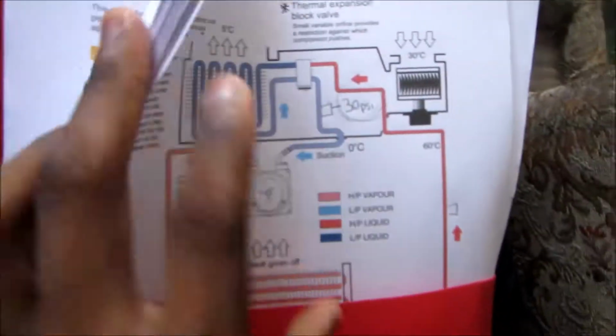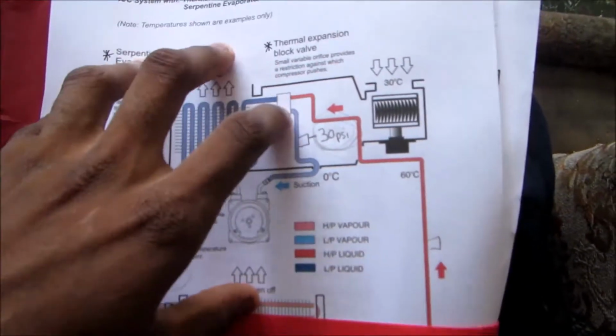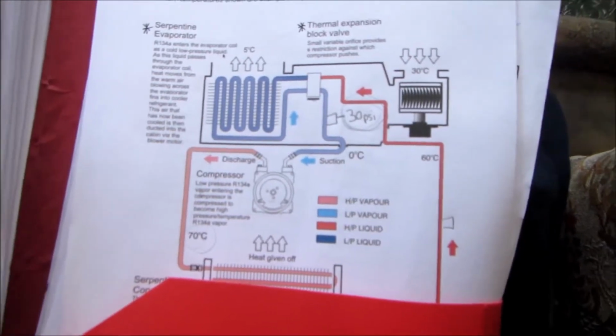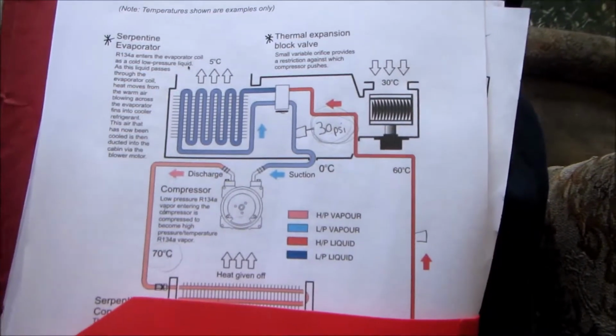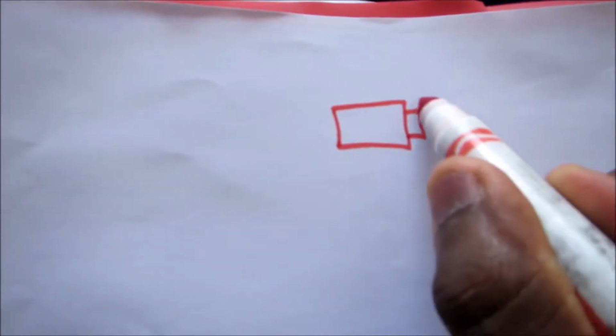Here is my old booklet of what I studied for AC. I'm just going to show you this diagram, and we're going to draw the diagram on a piece of paper so you guys can understand it. Before we come to this, I'm going to draw it so I can talk about the different components and so on. So let's get into it. The first thing in our AC system is the amazing compressor.